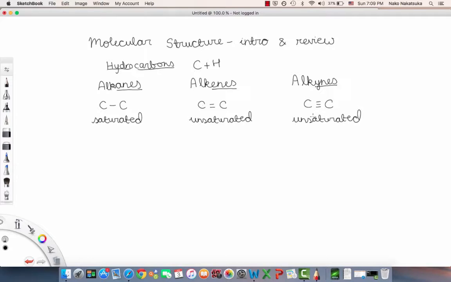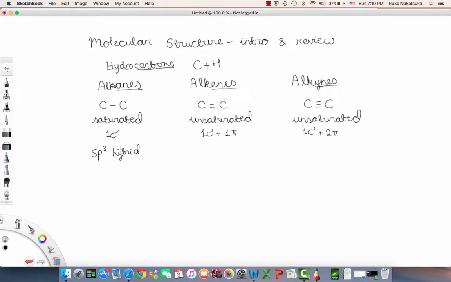Just a basic review of a single bond versus a double bond versus a triple bond. Remember, a single bond is composed of one sigma bond. A double bond consists of one sigma and one pi bond. And finally, a triple bond has one sigma and two pi bonds. From here, we can also talk about what hybridization each of these different families has. In the case of a saturated alkane, it's usually sp3 hybridized.